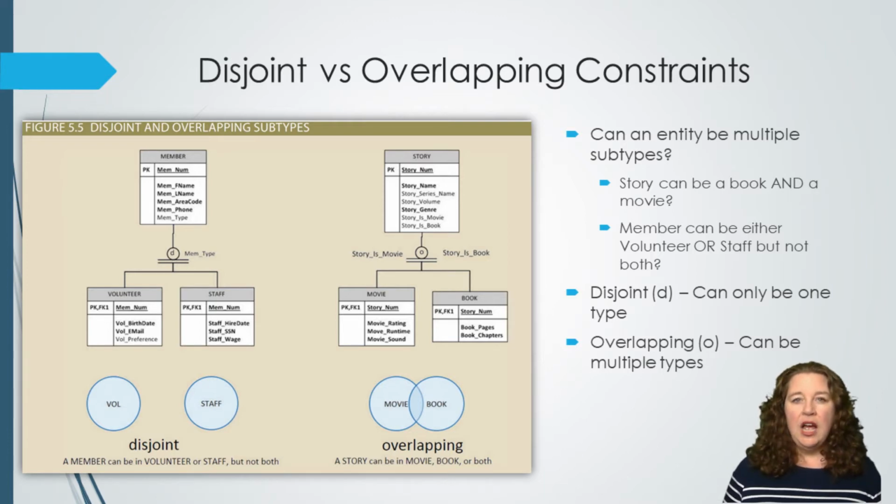If you're a volunteer, I don't need to store what your hourly rate is because you don't have one. So it wouldn't make any sense. But you have to be either a volunteer or a staff. You cannot be both. So really important, we call that disjoint, being able to only be in one group or the other. The other option, of course, is overlapping.